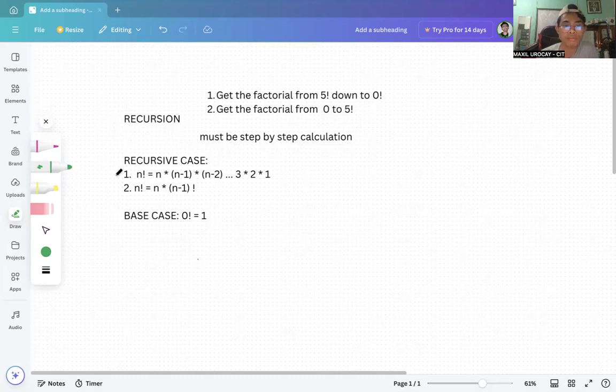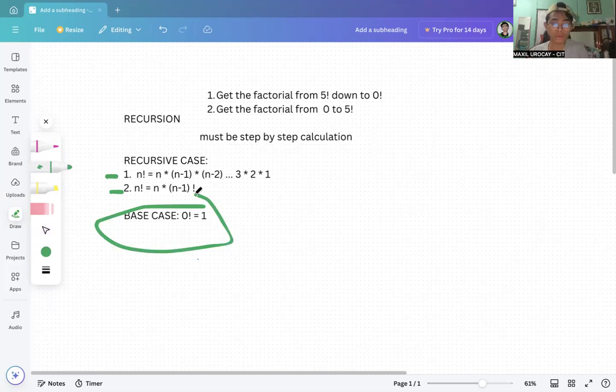So, for example, if this will be the formula and this will be the recursive case, the recursive case will be the steps where we are always calling or repeating that, until we can attain or achieve the base case, which is 0 factorial, which must be equal to 1. That will be our terminator right there. And for number 1, factorial equals n times n minus 1 times n minus 2 and times 3 down to 1.